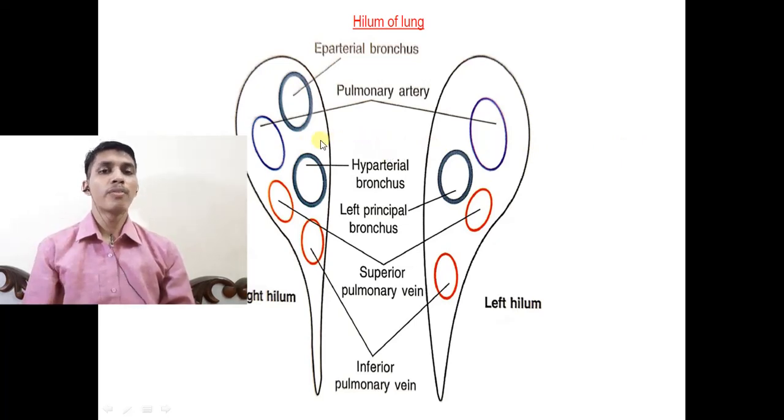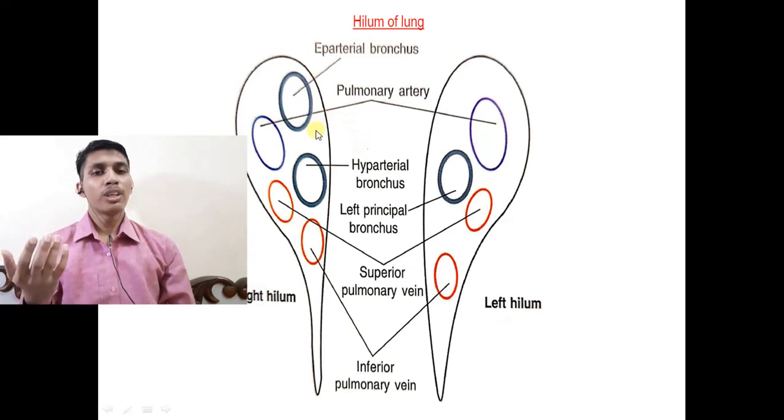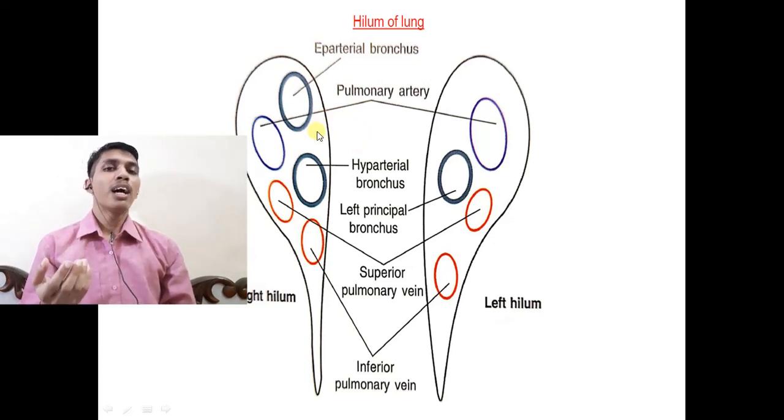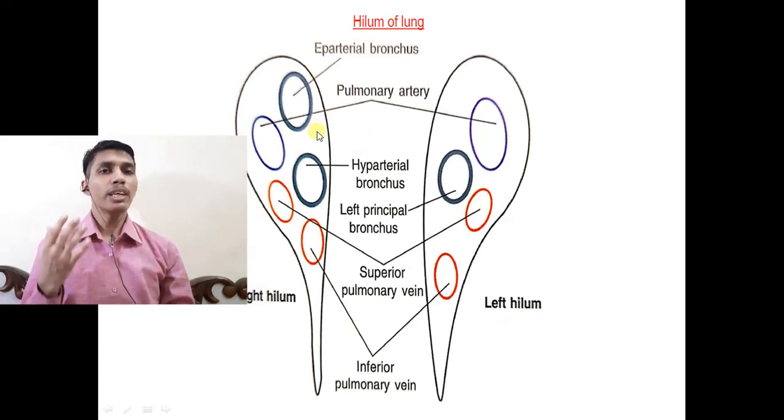One thing also: here lies the single bronchial artery, and here lie the two bronchial arteries, and we study it in a separate video, that bronchial arteries are the main blood supply of the lung.